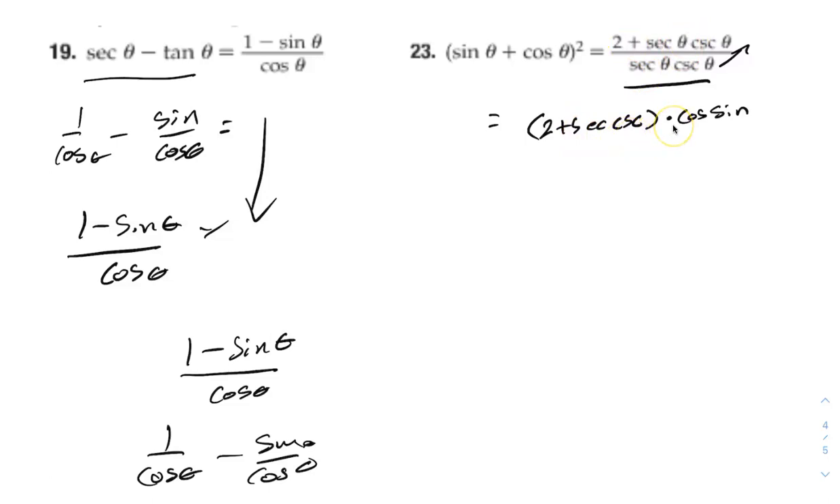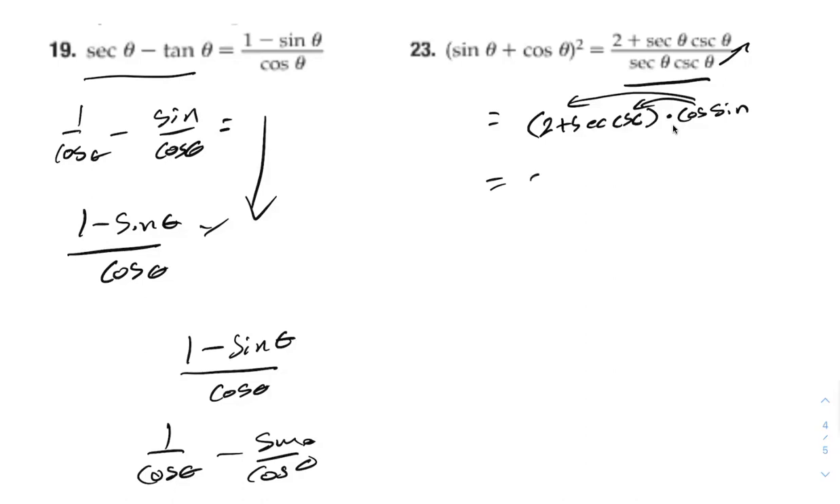And then what I do next is distribute. This goes to both of them. So I get 2 cosine theta sine theta. Now over here, secant times cosine, those are the reciprocals of each other, right? Secant is the reciprocal of cosine, they cancel out, you get 1. Cosecant is the reciprocal of sine, they cancel out, you get 1. So I just get 1 here. So I get there, and I'm pretty much done. I can't do anything else.